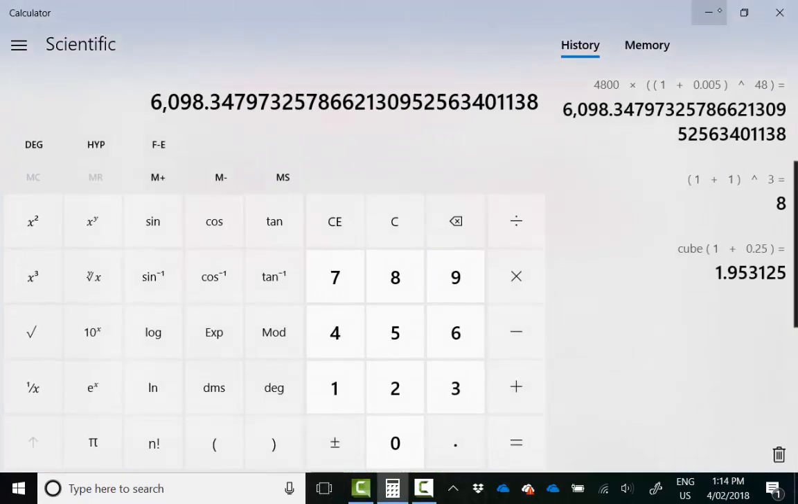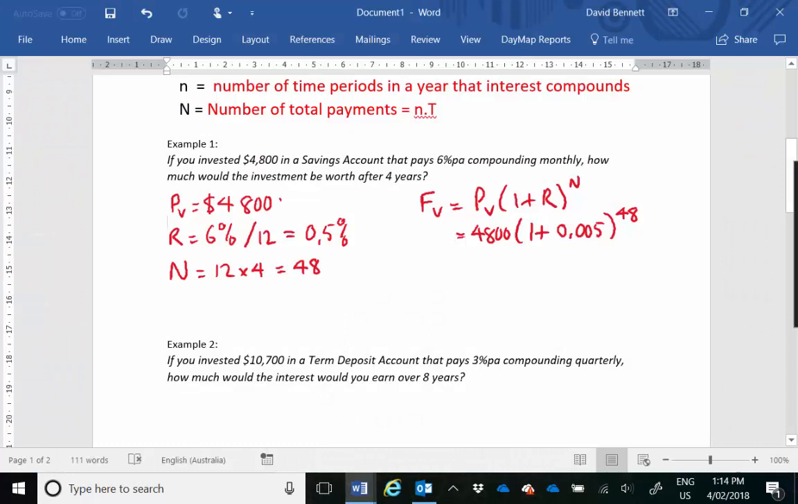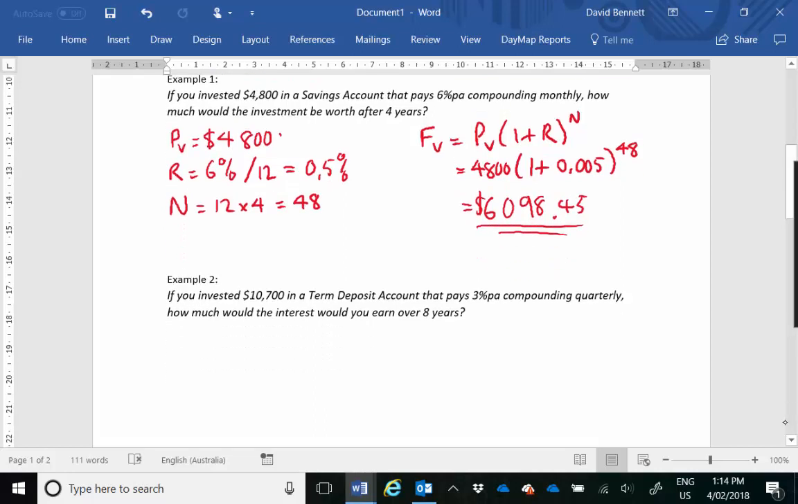So it's equal to $6,098.45, I think, by memory. Anyway, you can do the calculation yourself, but it's the process that's the important bit with that.